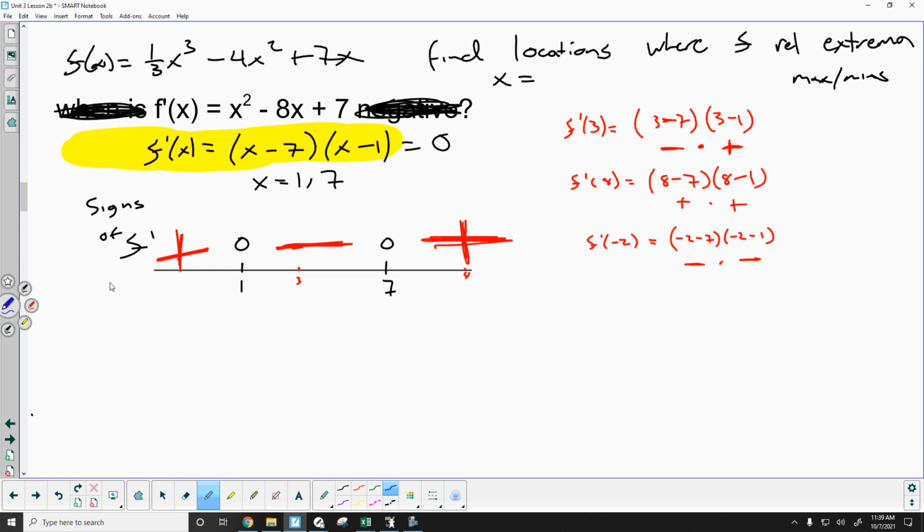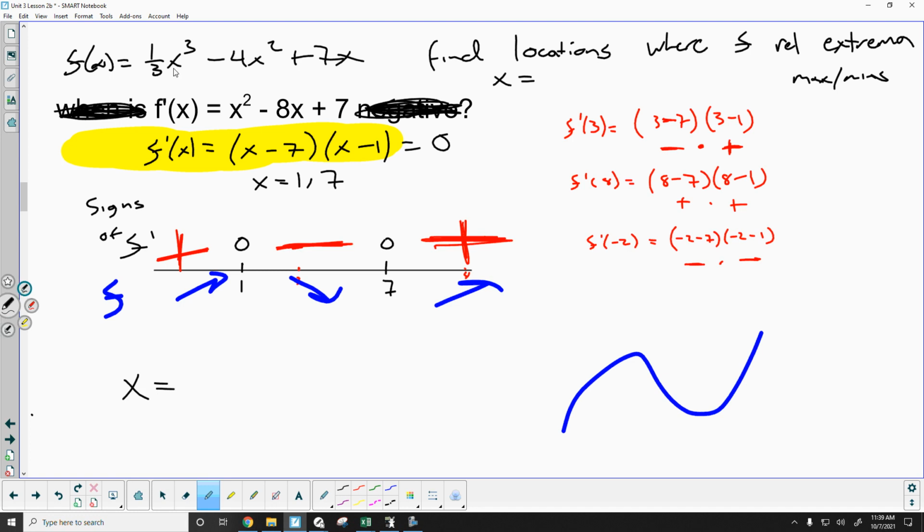Good. F must be going up, flattening out, down, flattening out, up, like that. We know cubics look like that, but now we know the locations of the humps. 1's got to be a max. 7's got to be a min. Okay, that's step 2.